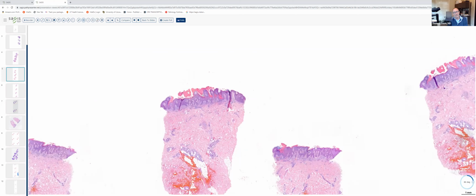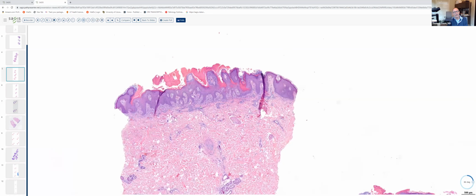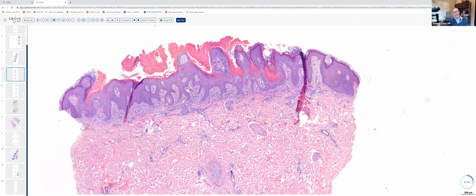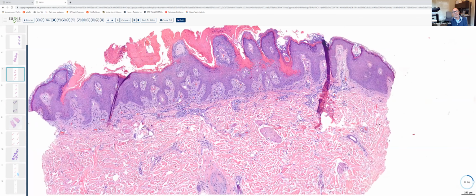The cornified layer is altered somewhat. We've got some compact ortho and probably a little bit of porokeratosis here. Hard to tell at this power. The underlying dermis contains a patchy perivascular infiltrate of lymphocytes. And if we move to higher power, we can confirm these findings: lymphocytes, dilated vessels, papillomatosis, and epidermal hyperplasia.